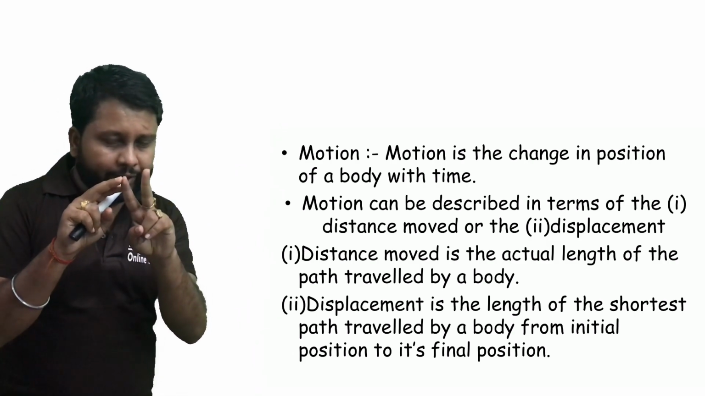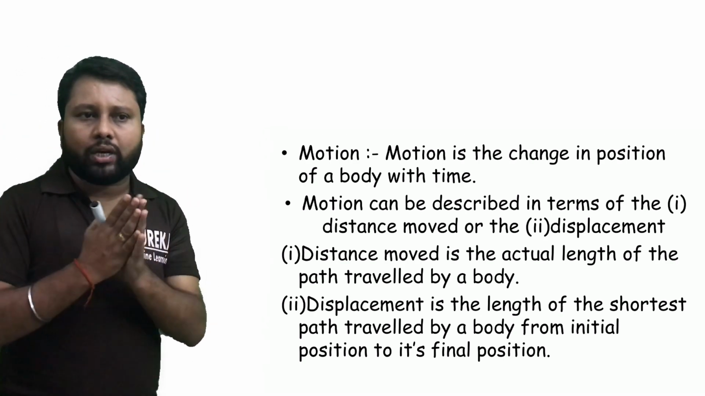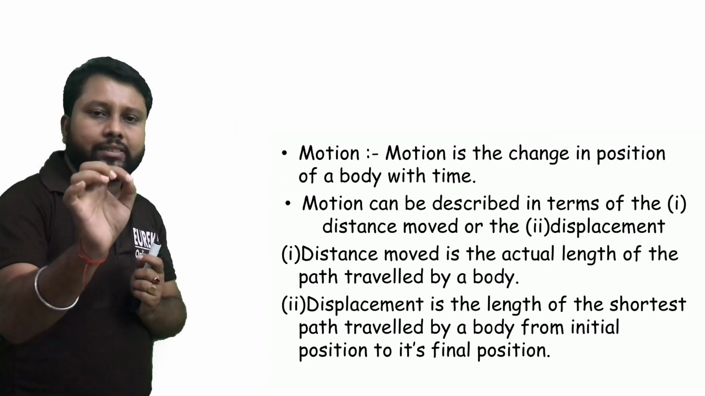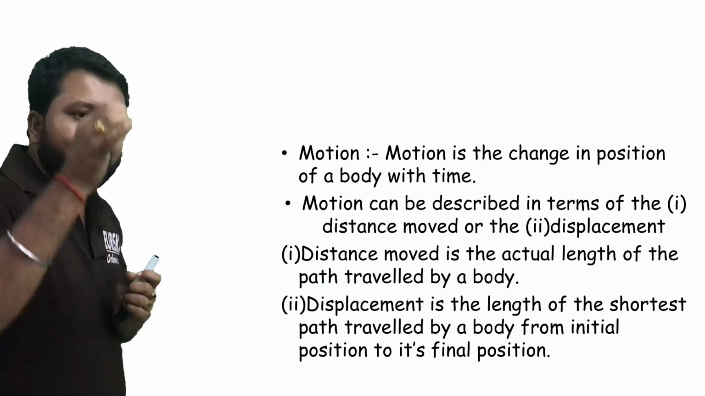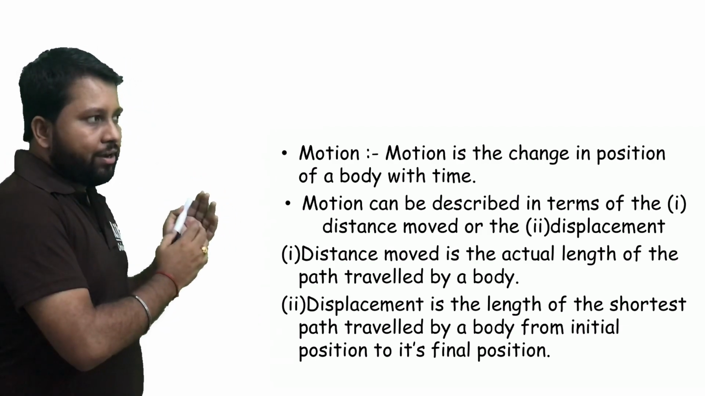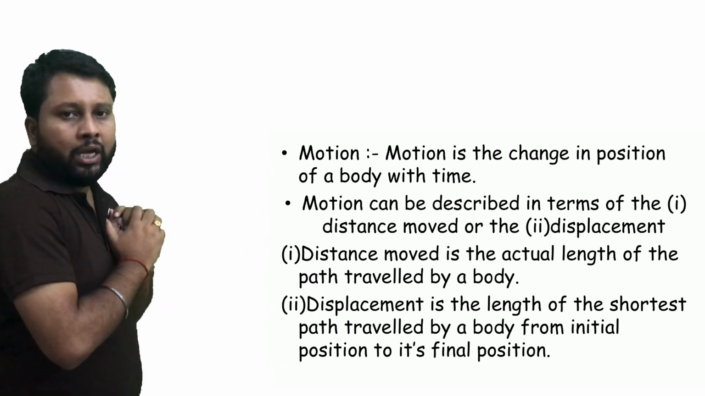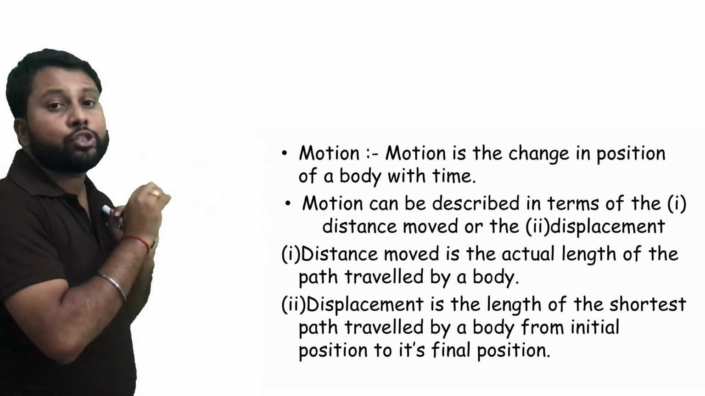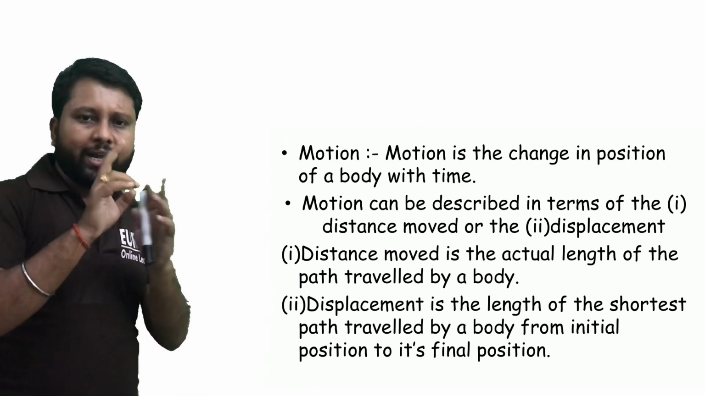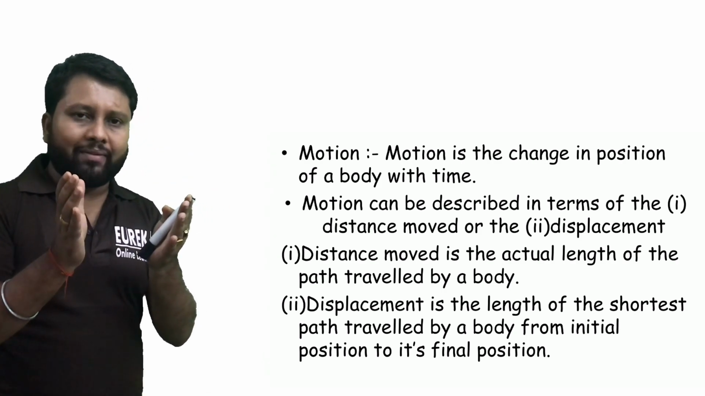It is very important to know what distance is and what displacement is. Distance is the actual length of the path traveled by the body. Suppose there is a body and it travels 10 meter in north direction and 10 meter in south direction. The total distance covered by the body will be 20 meter. I'll take a small example which will correlate distance and displacement, and it will be very easy for you to understand.